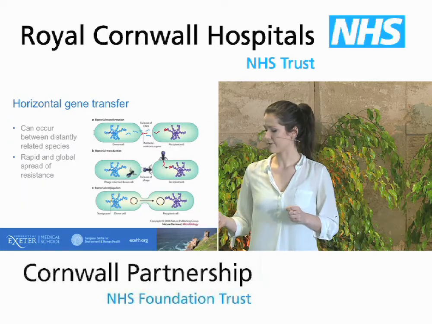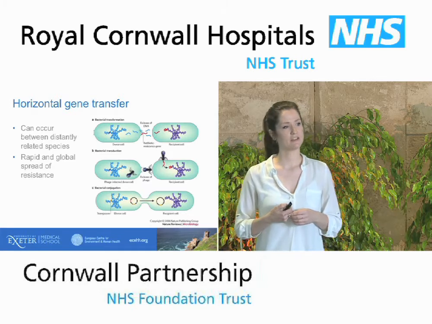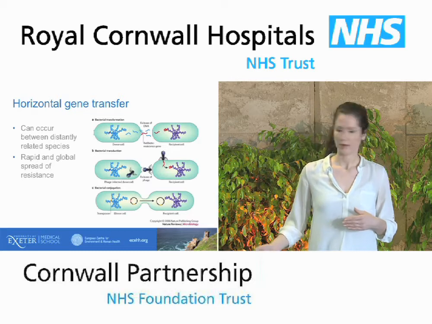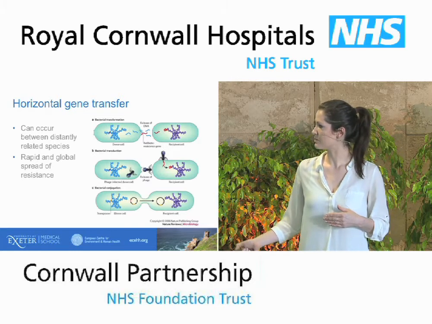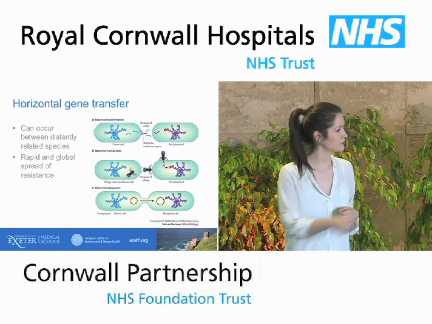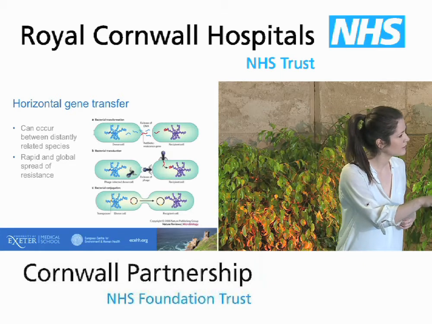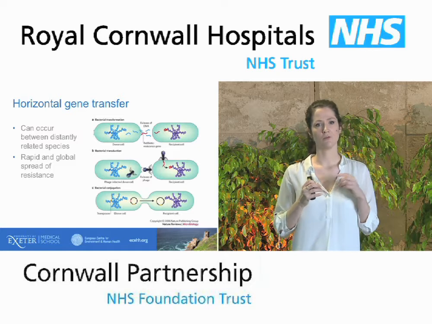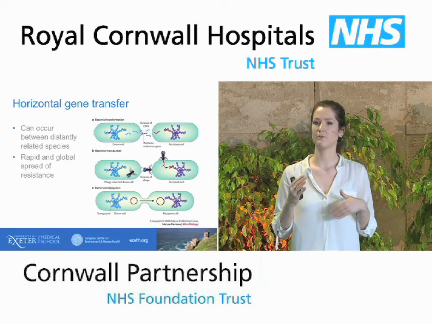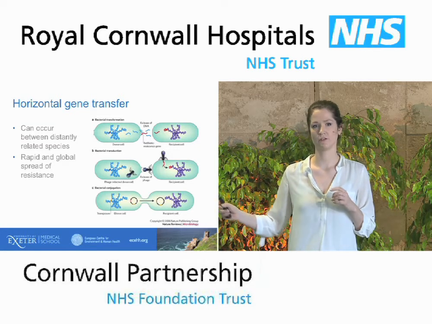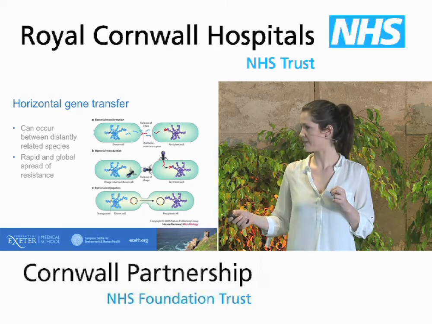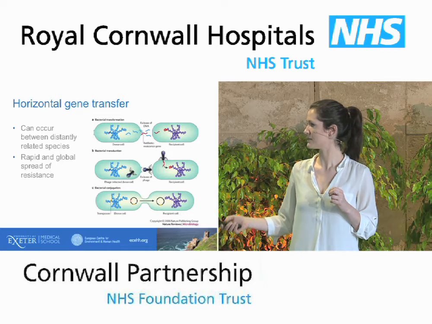This is a diagram of the different ways that bacteria can share parts of their extrachromosomal DNA. The most important, I think, is probably this one at the bottom, the conjugation. This is conjugation where bacteria share a plasmid. So one bacterium will duplicate its plasmid and pass it on to another bacterium in the vicinity via this kind of conjugal pilus.